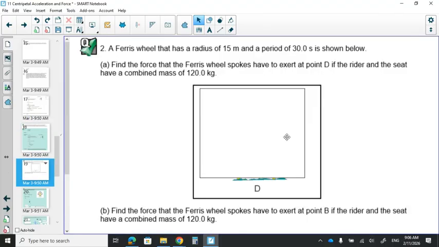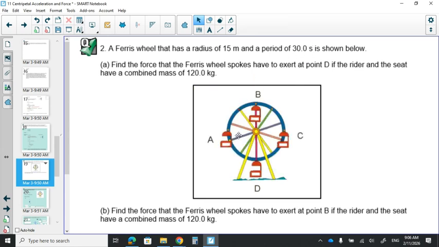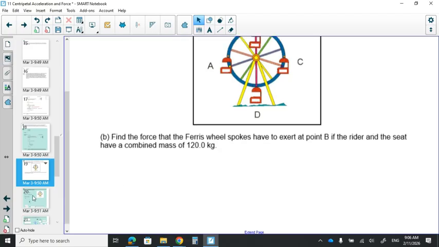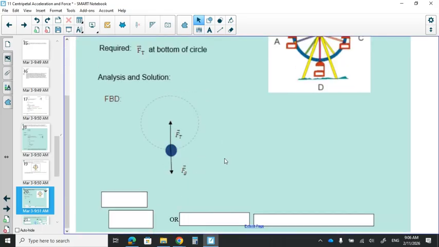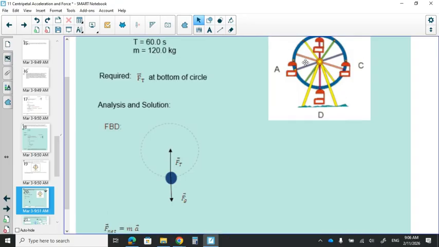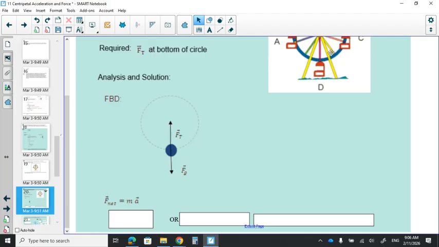Okay. Ferris wheel, radius of 15 meters, and a period of 30 seconds. This period of 30 seconds thing is kicking in here. I'm going to show you both versions. The first thing, of course, is the addition of those forces, the tension force that these supports are applying to the mass. At the bottom of the circle, you've got the force of the structure holding, and you've got the gravity force. And the net force is the centripetal force.